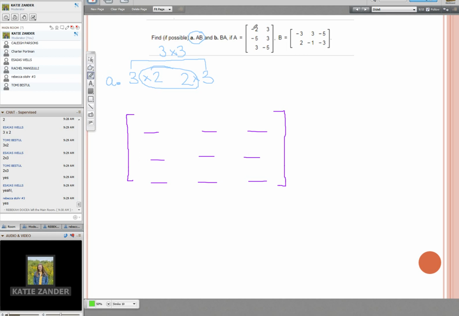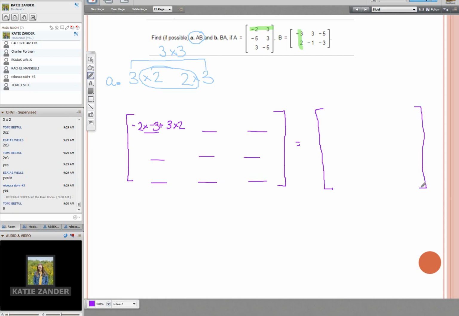So let's start with the element in row 1, column 1. And notice that it's a little bit shorter here. We're only technically multiplying and adding two values together. So we'll start with negative 2 times negative 3 plus 3 times 2. All right, what is that going to simplify to? That's a 6. Oh, I think it's actually going to be a positive 6 plus positive 6 because of that double negative in front. But I think that's going to be a 6 plus 6 when we look at that.